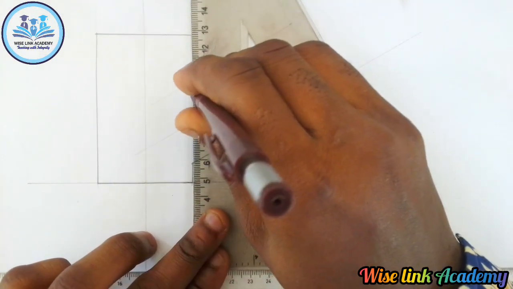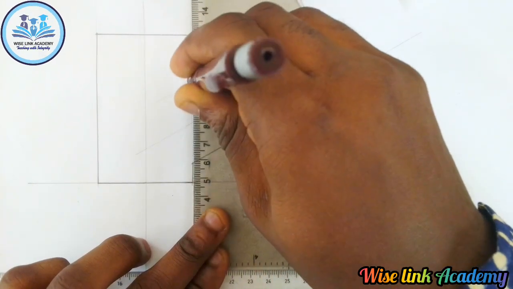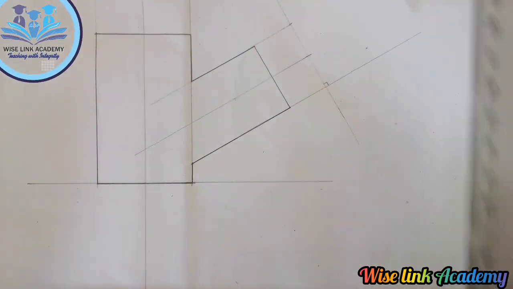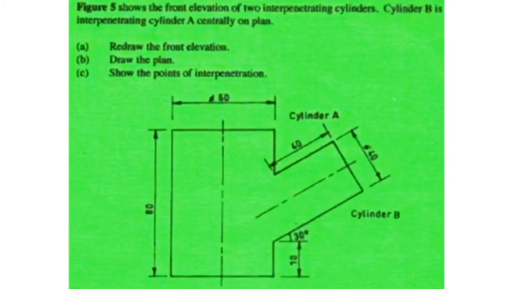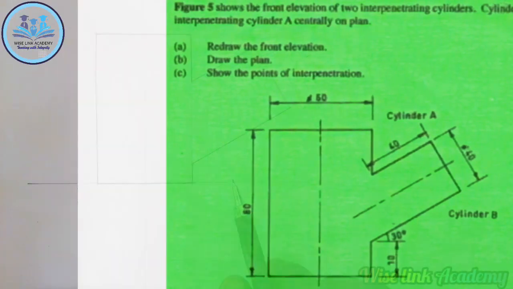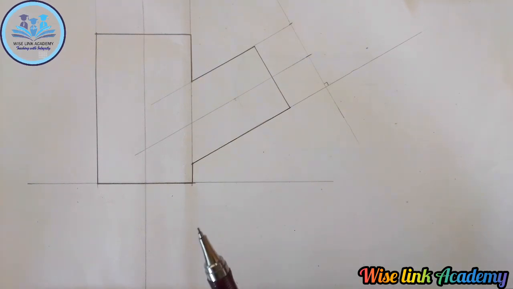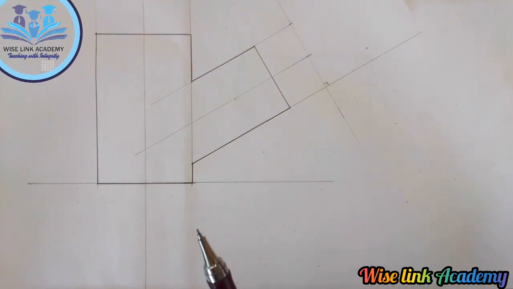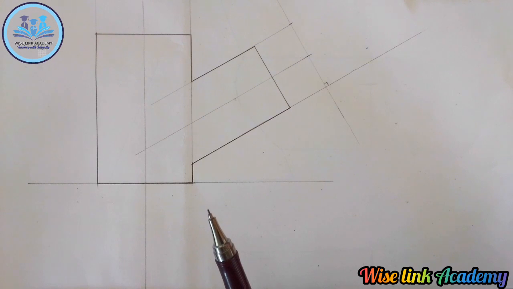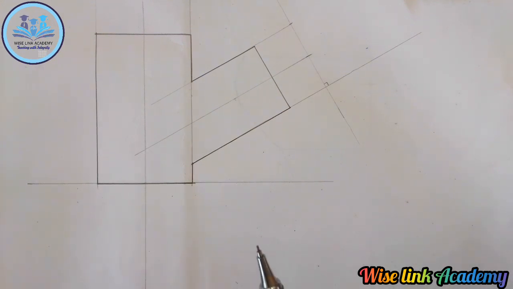Taking this point here, I'll be having this. So the first question is what? To draw the plan. We have successfully drawn our plan, the front elevation. As you can see, our next question is what? We should draw our plan. So how do we go about that?